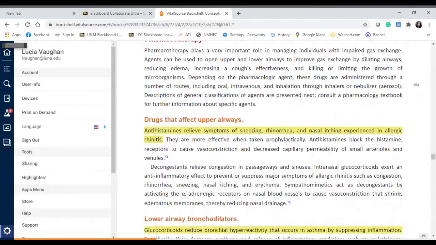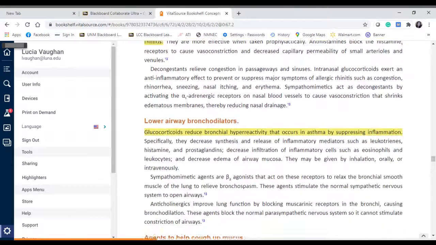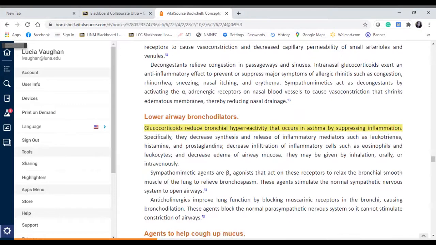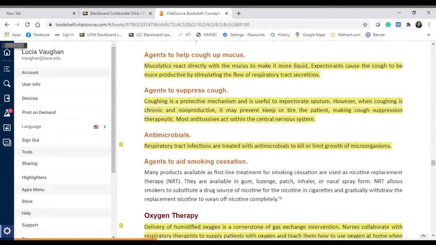Antihistamines reduce the symptoms of sneezing, rhinorrhea, and nasal itching experienced in allergic rhinitis. Glucocorticoids reduce bronchial hyperactivity that occurs in asthma by suppressing inflammation. Mucolytics react directly with the mucus to make it more liquid. Expectorants cause the cough to be more productive by stimulating the flow of respiratory tract secretions.